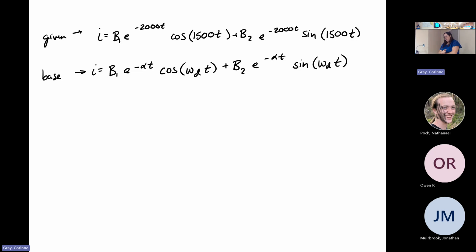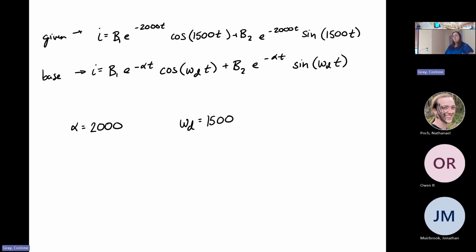So just looking at this, alpha is equal to what? I compare my two equations, what is alpha equal to? 2,000. It's going to be 2,000. In particular, that's positive 2,000. We want to make sure that we have that. What is omega d equal to according to the equation? So that's by just looking at the equation.